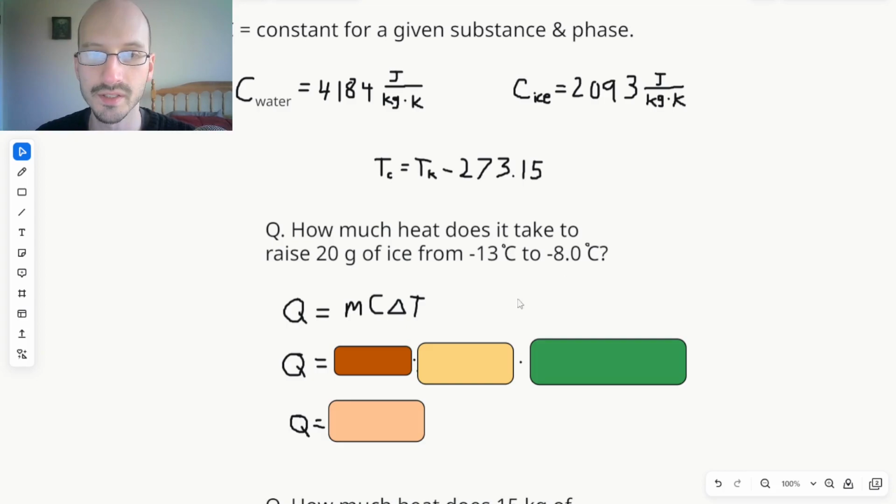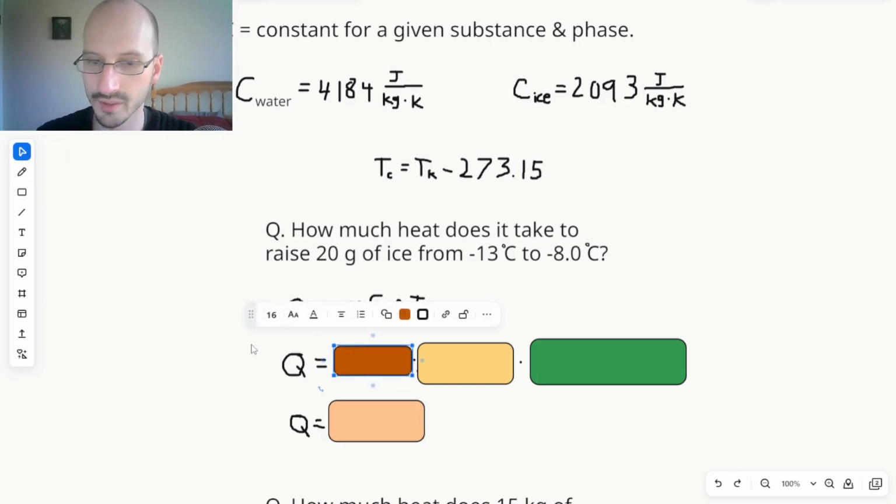All right, let's do an example problem. How much heat does it take to raise 20 grams of ice from negative 13 degrees Celsius to negative 8 degrees Celsius? So to do this, we use the equation we just learned. Heat equals mass times specific heat times change in temperature. So this is a pretty simple one. We just plug in the numbers.